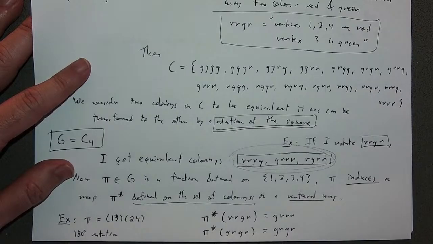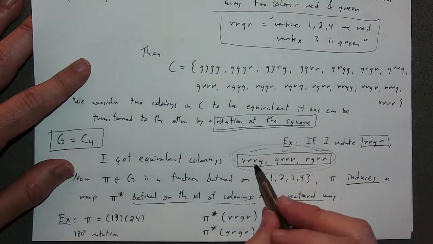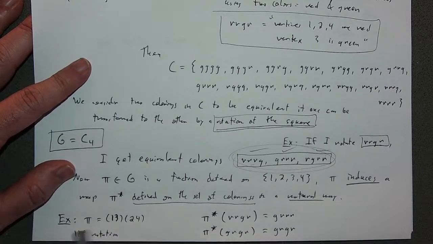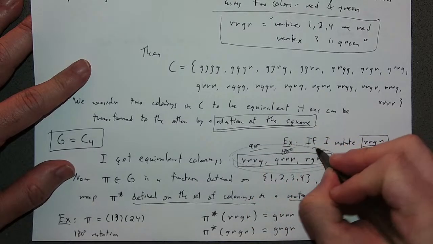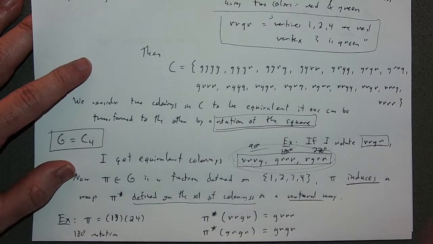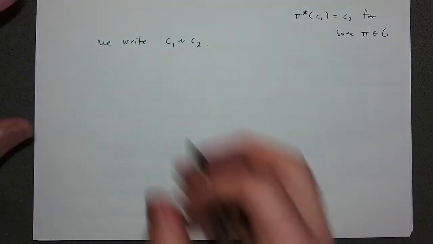Okay? So not only is red, red, green, red equivalent to green, red, red, red, it's equivalent to these other two as well, red, red, red, green, and red, green, red, red. But I would need to pick a different permutation to see that, right? I would need to pick a different rotation to rotate into. So I would pick the 90 degree rotation to get this one, 180 degree rotation to get this one, and the 270 degree rotation to get that one. If I wanted to get itself, I would pick the 0 degree rotation, which is the identity permutation, right?